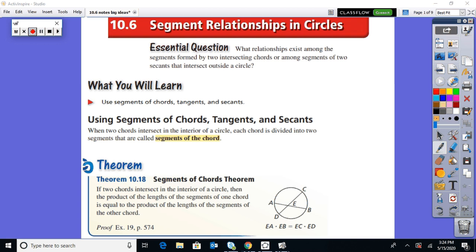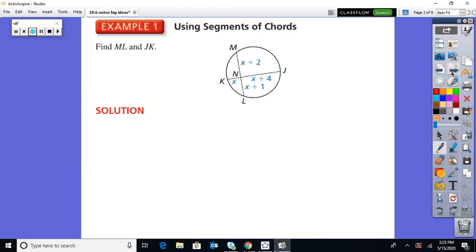When two chords intersect in the interior of a circle, each chord is divided into two segments that are called segments of the chord. All right, big theorem right here. It's pretty easy, and it's pretty cool too. As two chords intersect, you make four little pieces, and they are proportional. So watch how cool it works.